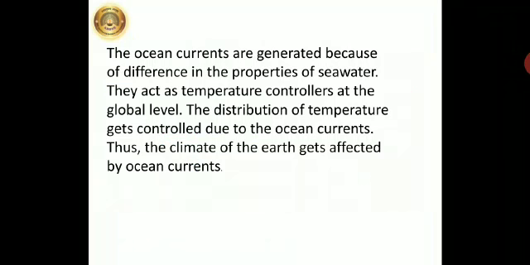The ocean currents are generated because of differences in the properties of seawater. They act as temperature controllers at the global level. The distribution of temperature gets controlled due to the ocean currents. Thus, the climate of the earth gets affected by the ocean currents. And all these are an impact of the density, the salinity and the temperature of the seawater.